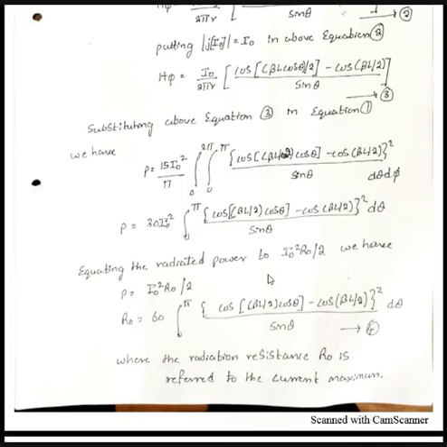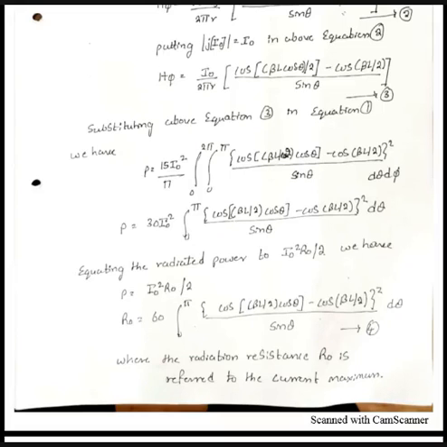You know the value of I is I naught divided by root 2. If you substitute that, you will have the equation I naught squared r naught divided by 2. So P is equal to I naught squared r naught divided by 2. Equate this to the power equation, and you'll have r naught equal to 60 into the integral from 0 to pi of cos of (beta l by 2 cos theta) minus cos (beta l by 2), divided by sin theta.